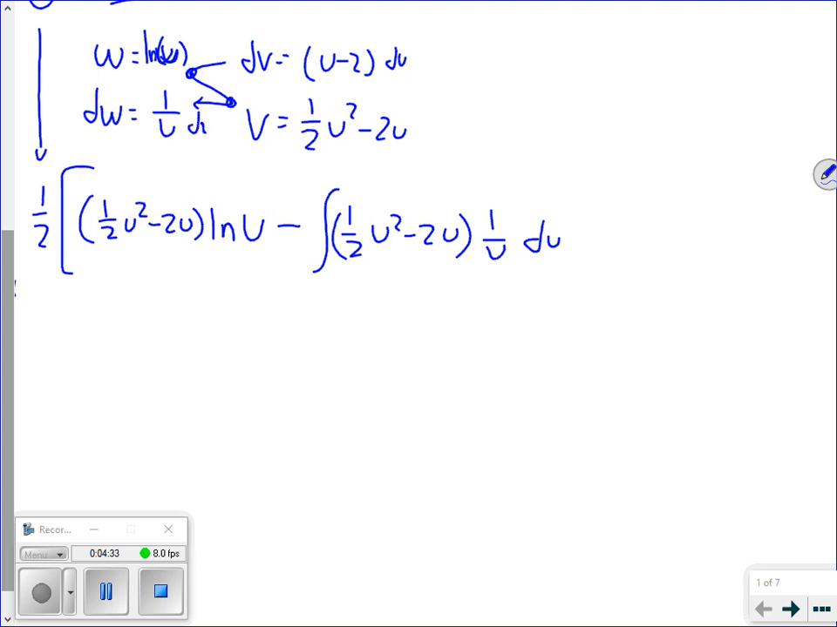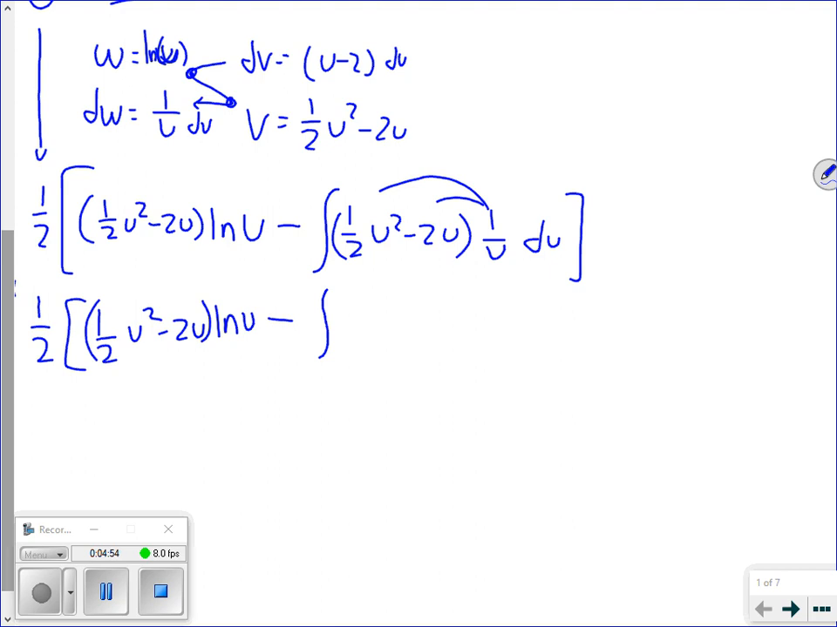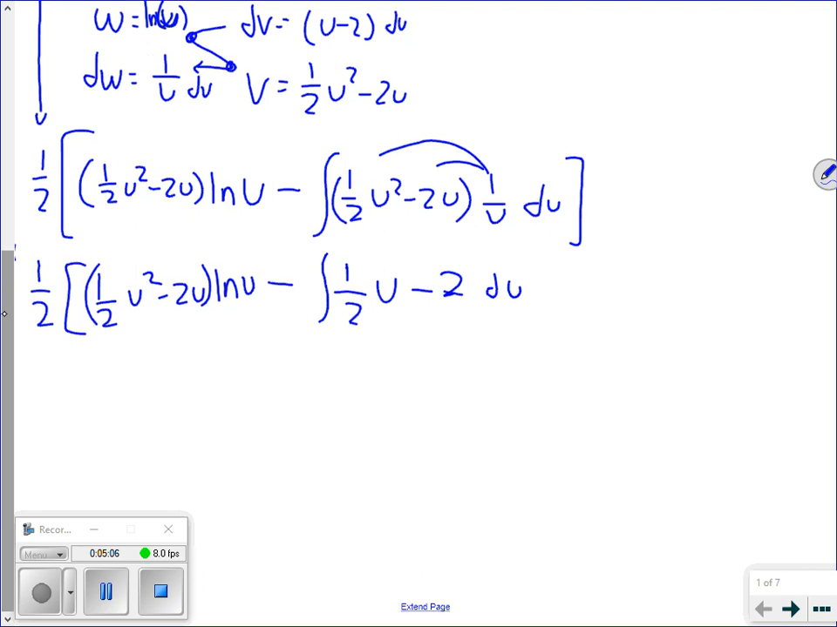And I forgot the du right here. Okie dokie then. Before we integrate, let's simplify inside the integral here. So we've got 1/2, I'm just going to rewrite everything again: u squared minus 2u ln of u, minus, simplifying that, I'm just going to distribute the 1 over u through, and it's going to be 1/2 u minus 2 du. And then the rest of this is pretty straightforward. You just integrate it, and you've got your answer.